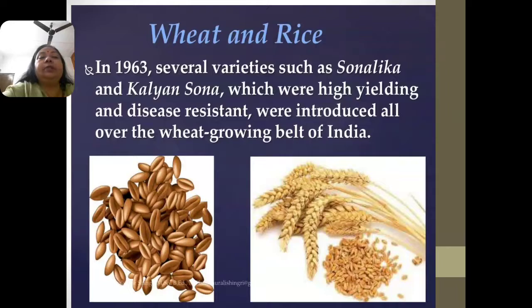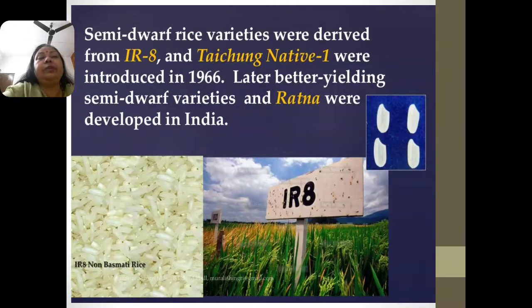Wheat and rice. In 1963, several varieties such as Sonalika and Kalyan Sona, which are varieties of wheat that were very high yielding and disease resistant, were introduced all over the wheat growing belt of India. Semi-dwarf rice varieties derived from IR8 and Taichung Native 1 were introduced in 1966. Later, better yielding semi-dwarf varieties such as Ratna were developed in India and South India.